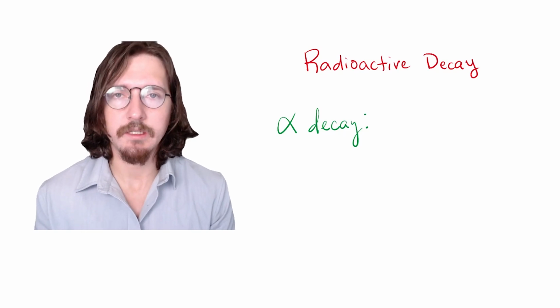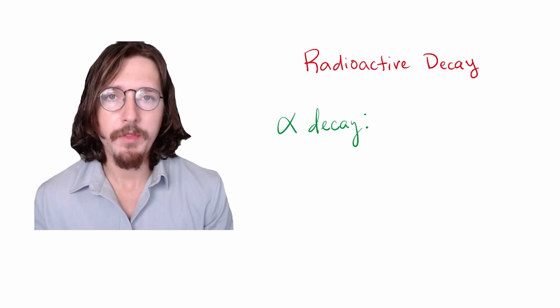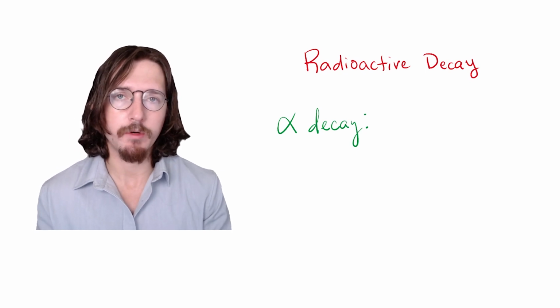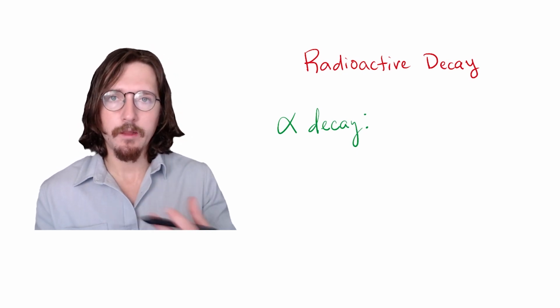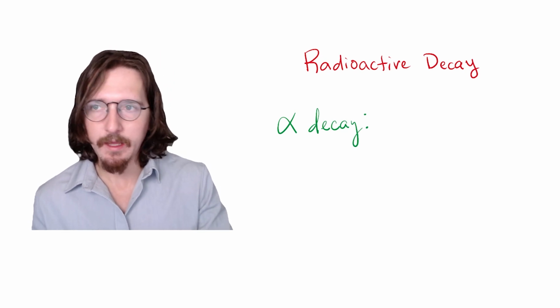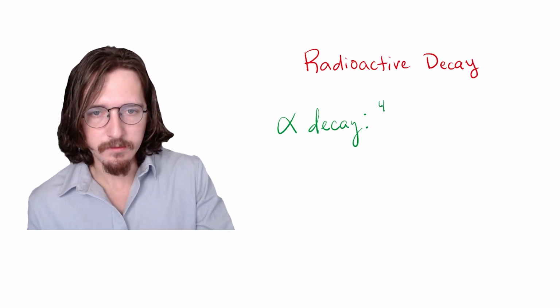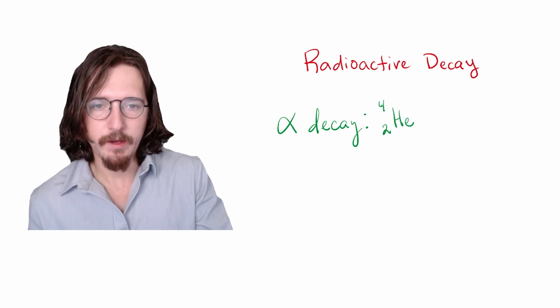Radioactive decay is the process by which an unstable parent nucleus emits energy in the form of radiation, thereby converting itself to a more stable daughter nucleus. And in the process, there is always some sort of particle emitted. So alpha decay, the first one, is when you have emission of a helium nucleus. Okay, and this is what it would be written as.